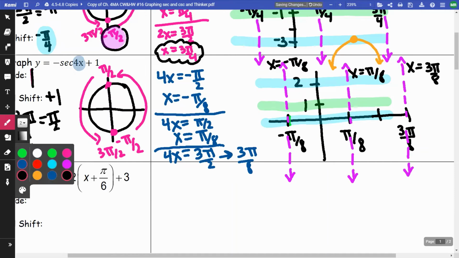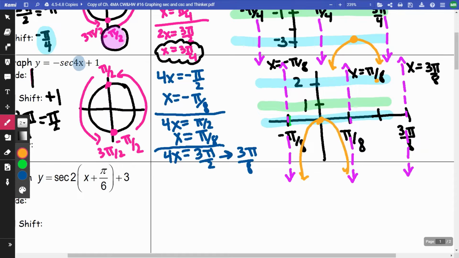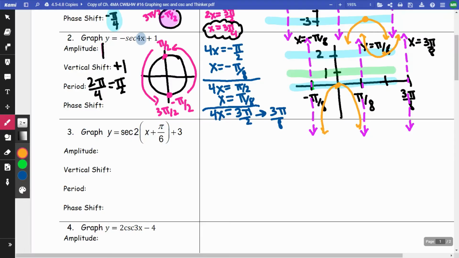Now to graph this, this is a negative 1. So what's going to happen is I am going to be starting on the low and then the high. And that's your graph. There you go. So again, another secant.